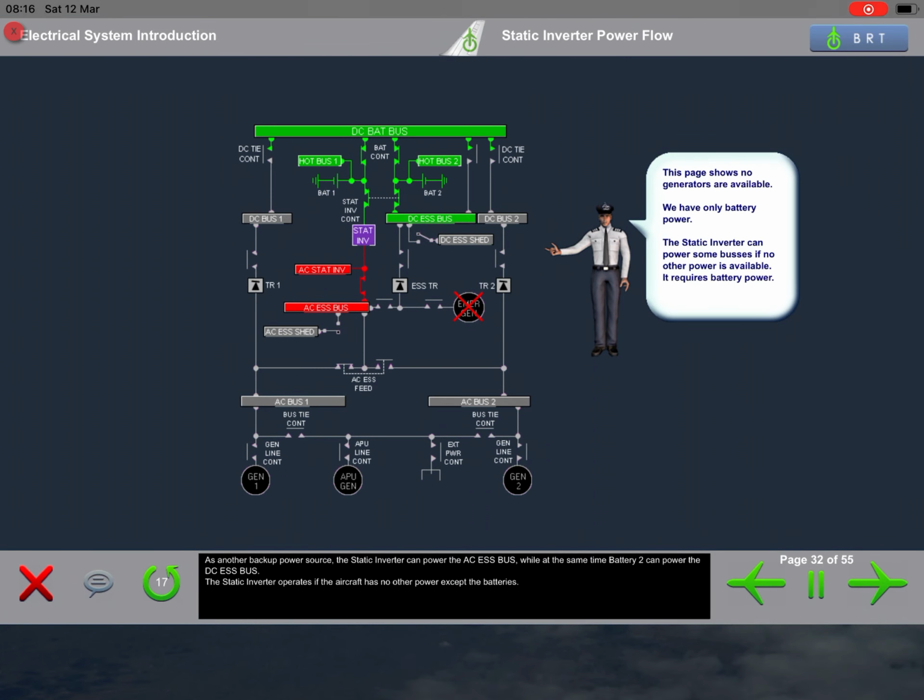As another backup power source, the static inverter can power the AC Essential bus, while at the same time, battery 2 can power the DC Essential bus. The static inverter operates if the aircraft has no other power except the batteries.